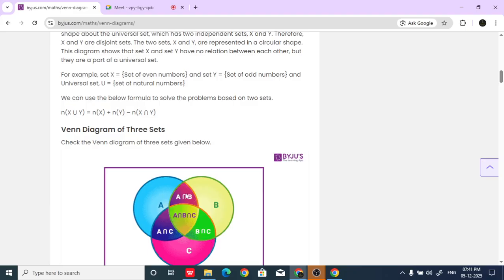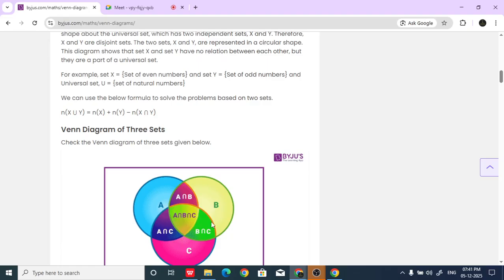But these A and B intersect, and B and C also intersect, and C and A also intersect. When A and B intersect, the entire red and yellow area is called the intersection of A and B. And this blue and this yellow is called the intersection of A and C.